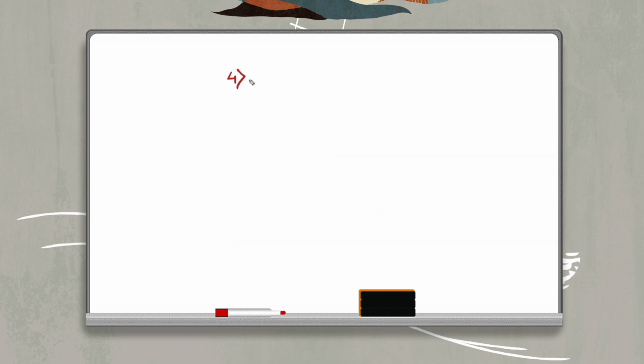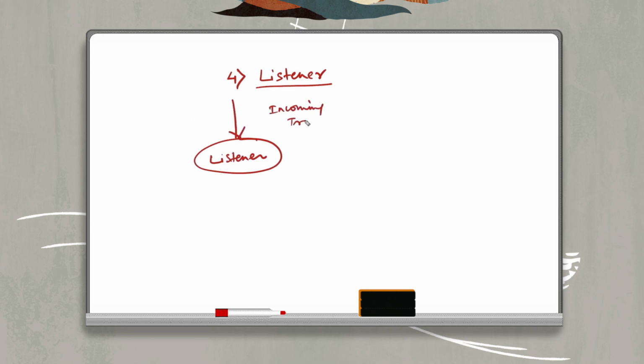Now the fourth concept is regarding listener. As the name suggests, listener means it is going to check for incoming traffic on the load balancer's IP address. And to configure a listener, what is the information that we provide?